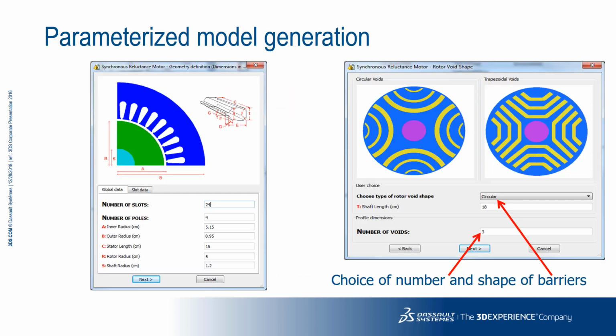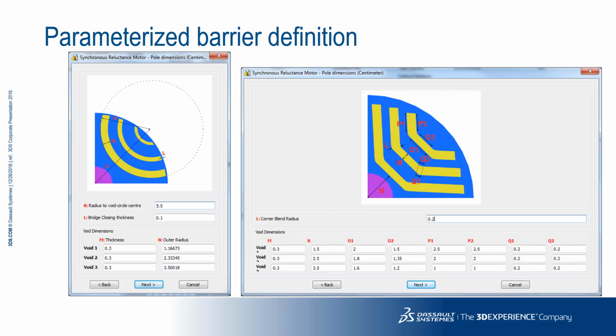Here we see two typical dialogues presented to the user to start the machine definition. Some basic definitions start the process with the state of properties being entered first. Then, moving on to the rotor, multiple choice menus allow the user to select from circular or trapezoidal voids and the number of barriers. Obviously, the shape of the void then governs the subsequent geometrical data input. More data is required of the user for a trapezoidal void than a circular one, for example.